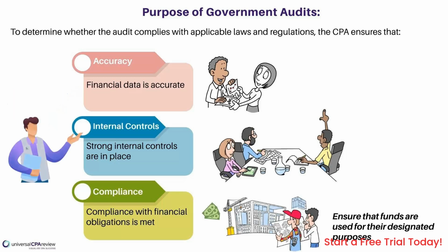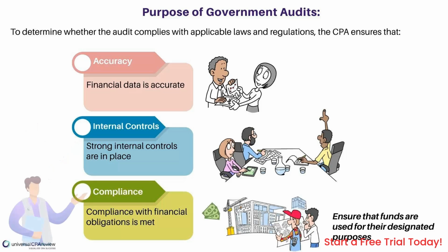This is critical, especially when taxpayer dollars are at stake. Next, the auditor evaluates internal controls. The goal here is to ensure that the organization has effective systems in place to prevent fraud, mismanagement, or misuse of funds. Strong internal controls reduce the risk of error or unethical behavior and support accountability.